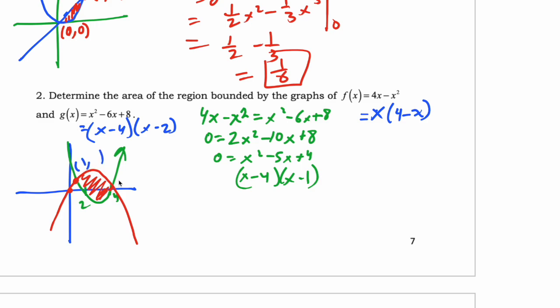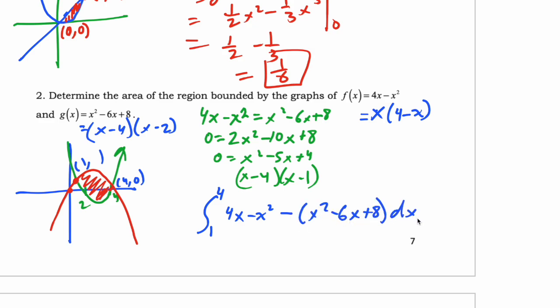Maybe we only need the x value, because now we know we need to integrate from 1, starting spot, to this spot 4, top function minus bottom function. Top function is the red one, which is the upside down one. It's 4x minus x squared minus the bottom function.